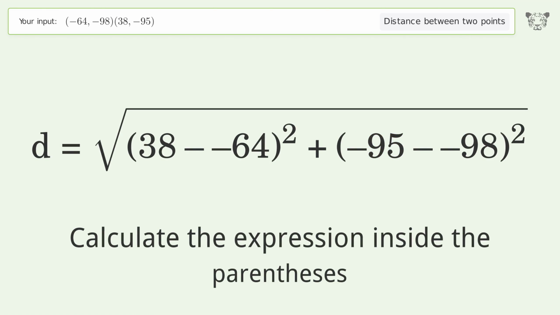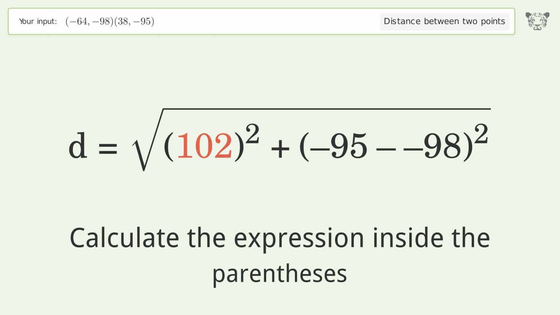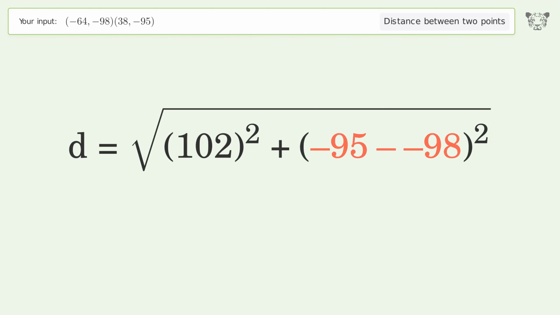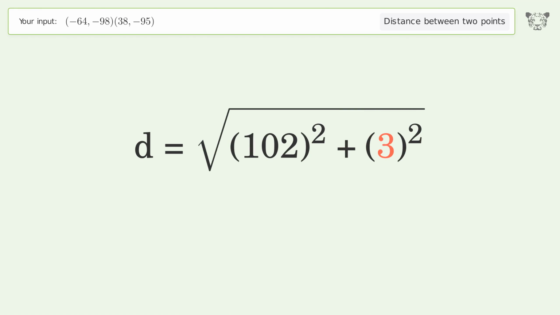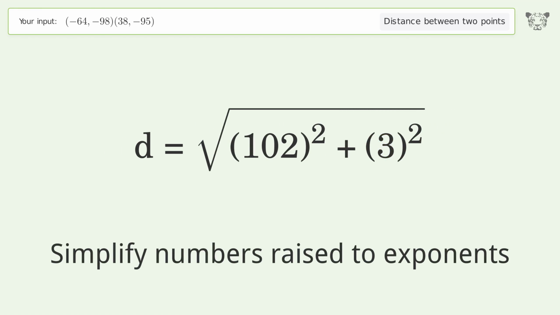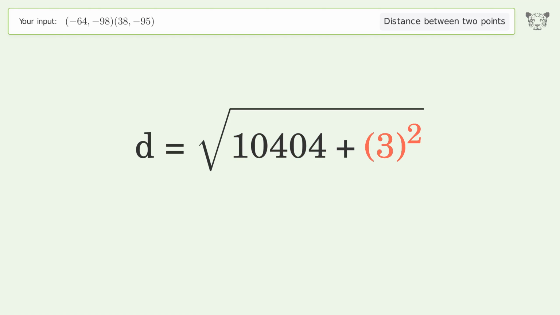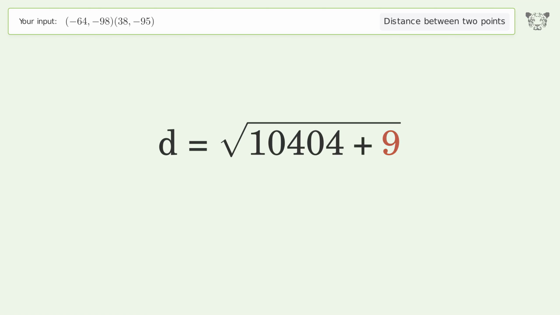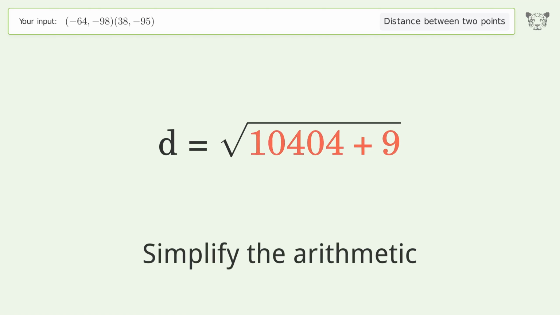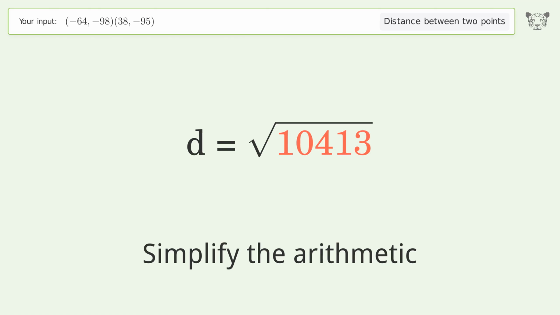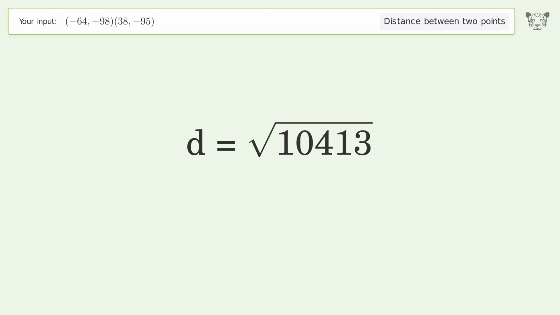Calculate the expression inside the parentheses. Simplify numbers raised to exponents. Simplify the arithmetic. And so the distance between the 2 points is the square root of 10,413, or 102.044.